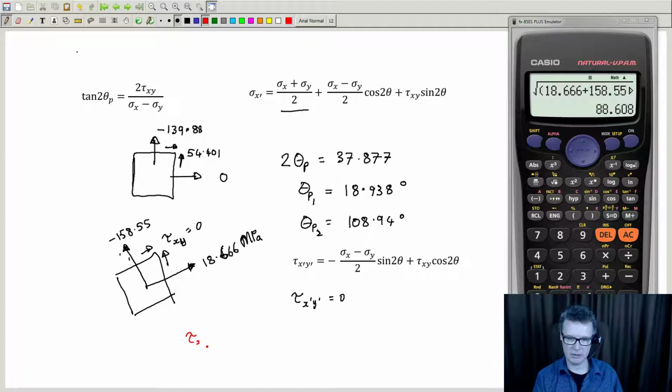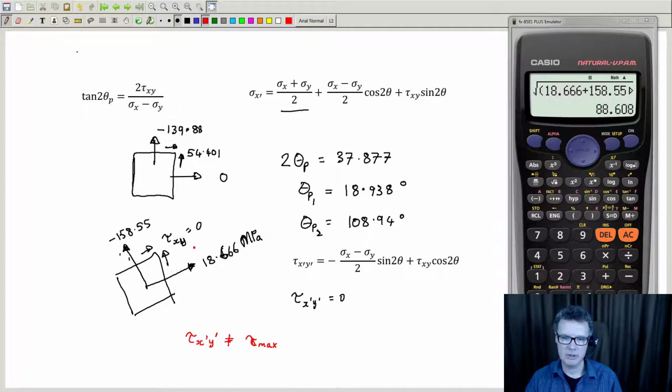On that shear state, if you like, this doesn't equal the maximum shear, which equals the 88.606 from the previous result. I think my computer needs to be rebooted.